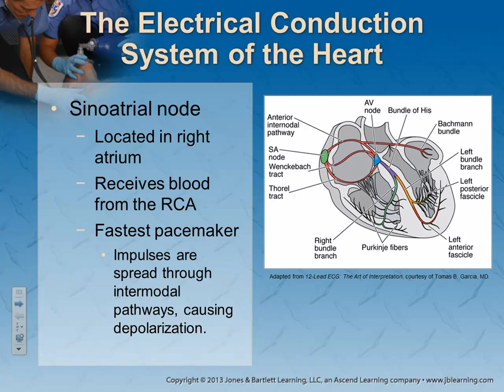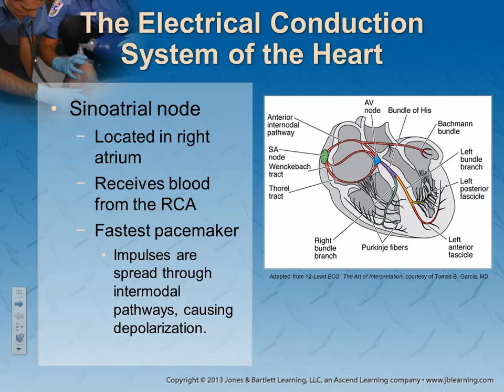Alright, so if the SA node is just on the right atria, something's got to stimulate the left atria. Alright, so you've got these internodal pathways that bifurcate into this Bachmann bundle, which is a big bundle that kind of wraps around the left atria, which stimulates it to contract. Alright? So once it contracts, that impulse is going to continue on into the AV node. So the AV node would be your secondary pacemaker.